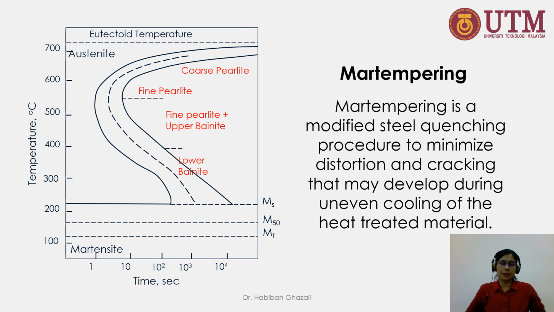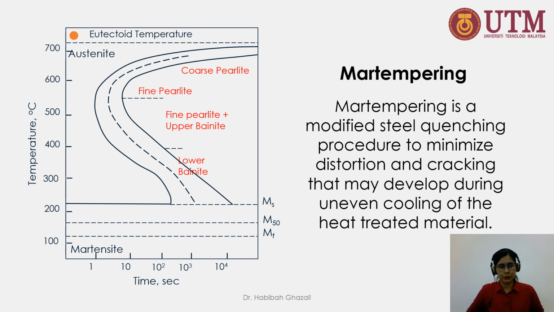So the Martempering process involves a modified steel quenching procedure. This is to minimize the distortion that may develop during the uneven cooling of the heat treated materials. So in the case of eutectoid steel, it still begins with heating it up to austenization temperature. We heat it up above the eutectoid temperature, so all the microstructure will transform into austenite.